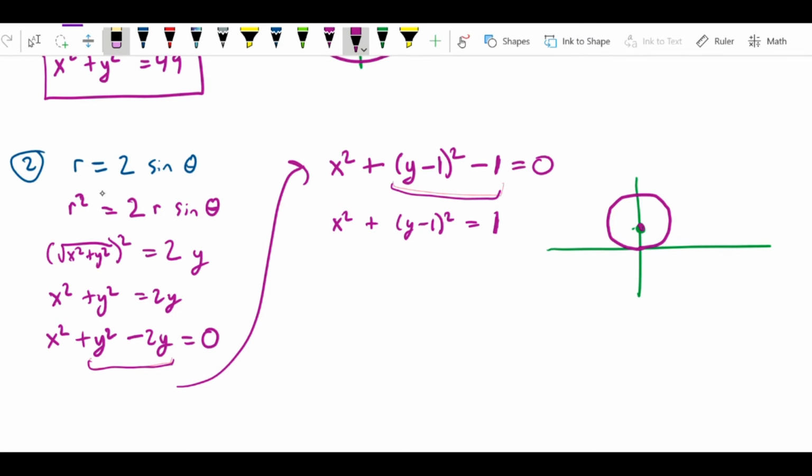Okay, so that's what r equals 2 sine theta. R equals 2 sine theta produces this graph in polar coordinates.